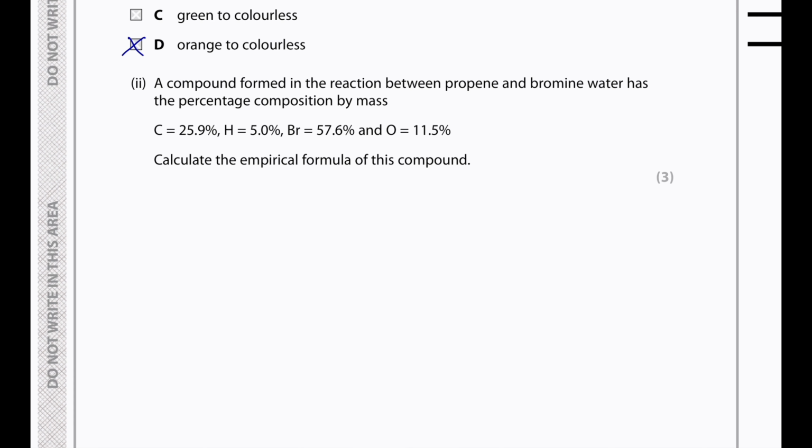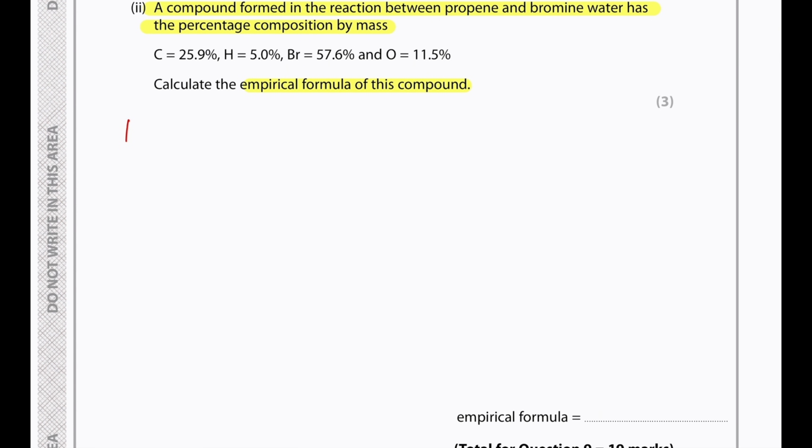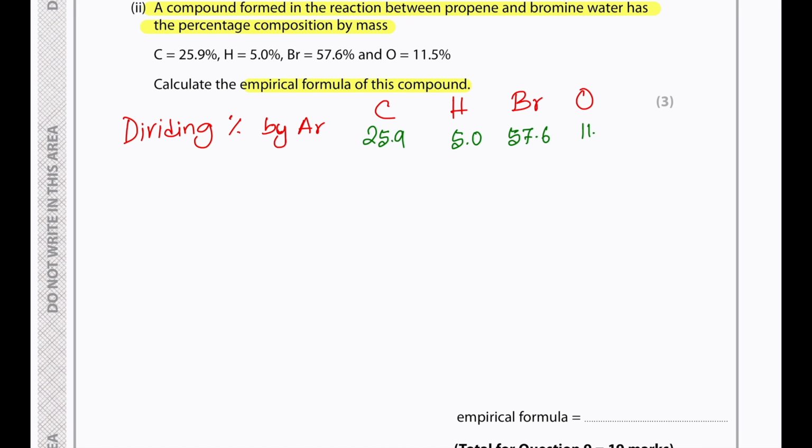A compound formed in the reaction between propene and bromine water has the percentage composition by mass as given below. Calculate the empirical formula of this compound. So our first step will be dividing the percentage by the relative atomic masses. So we will divide 25.9 by 12. 5 for hydrogen will be divided by 1. 57.6 for bromine will be divided by 80, and 11.5 for oxygen will be divided by 16.